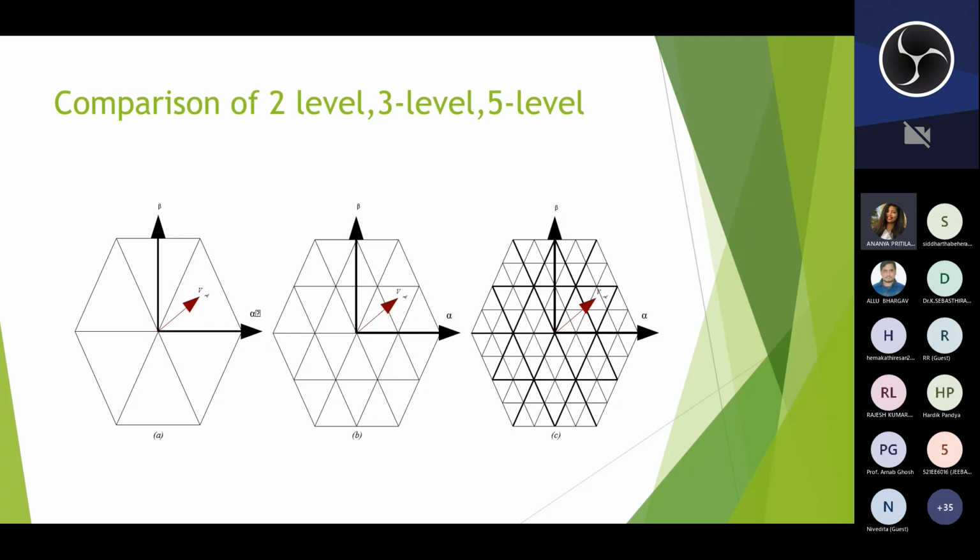This is a comparison of different label techniques. Generally we go for 3 labels, but nowadays many research papers are also being published with 5 labels. But the suitable technique is the 3-label one, which I implemented in my work. As the number of labels increases, the layers of the hexagon increase. That is the basic idea behind this multi-level approach.